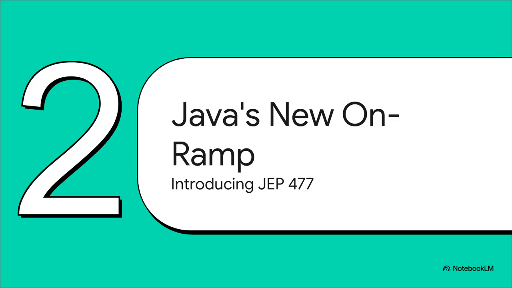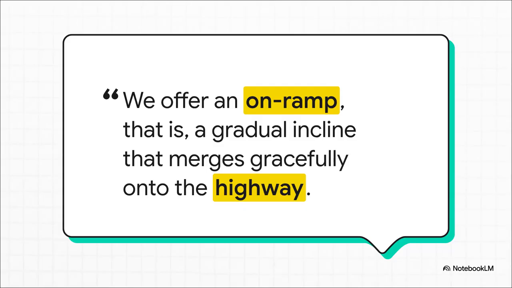So that brings us to the solution. Enter JEP 477, which is all about creating a brand new, much friendlier on-ramp into the world of Java. And I absolutely love this quote from the JEP itself, because it's the perfect metaphor. The whole idea here isn't to create some separate easy mode Java. No way. The goal is to build a smooth on-ramp, a gradual incline that lets you get comfortable with the basics before you have to merge onto the superhighway of object-oriented programming.